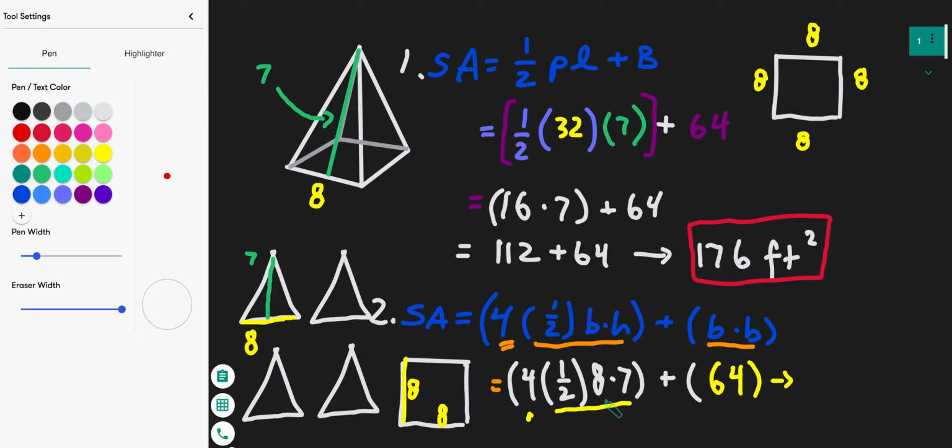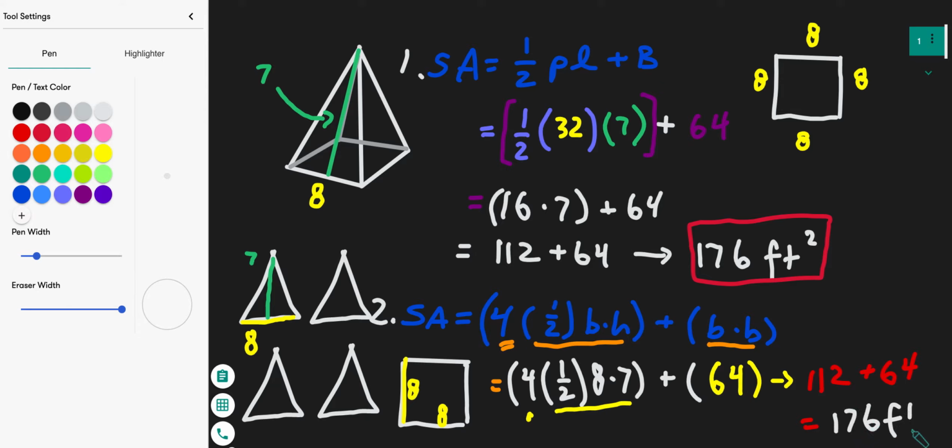Okay, well 4 times 1/2 is 2. 2 times 8 is 16. And then 16 times 7 will give me 112. So 112 plus 64 is equal to 176.